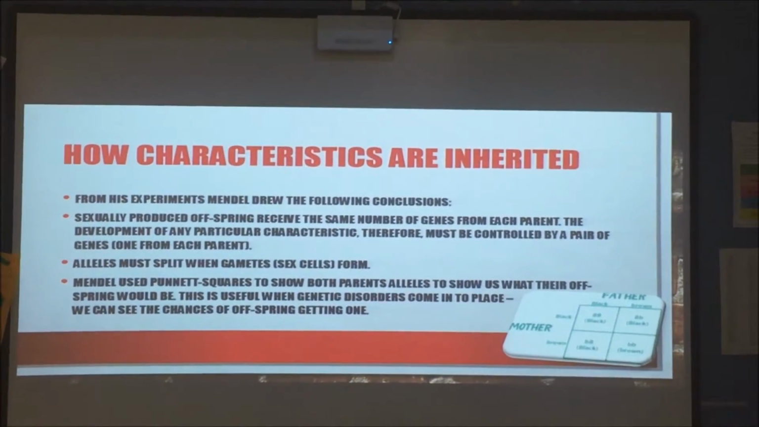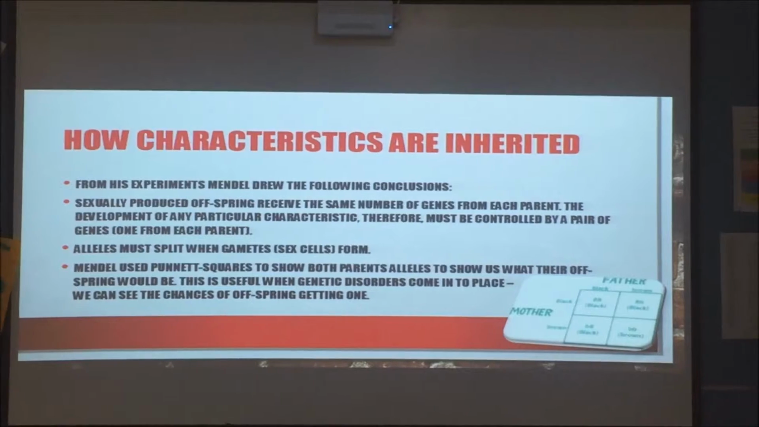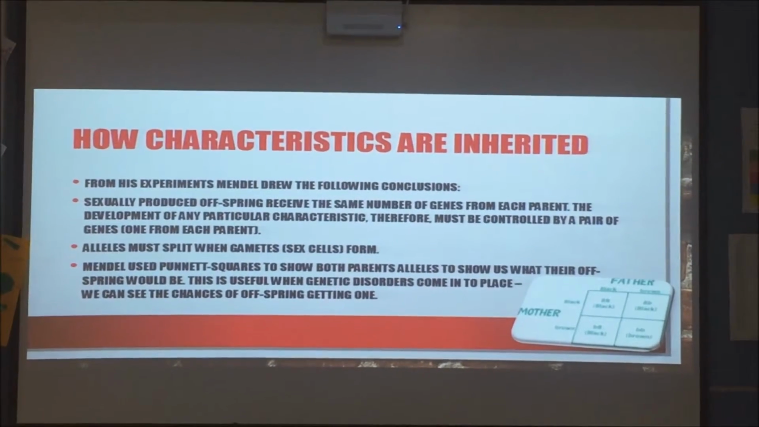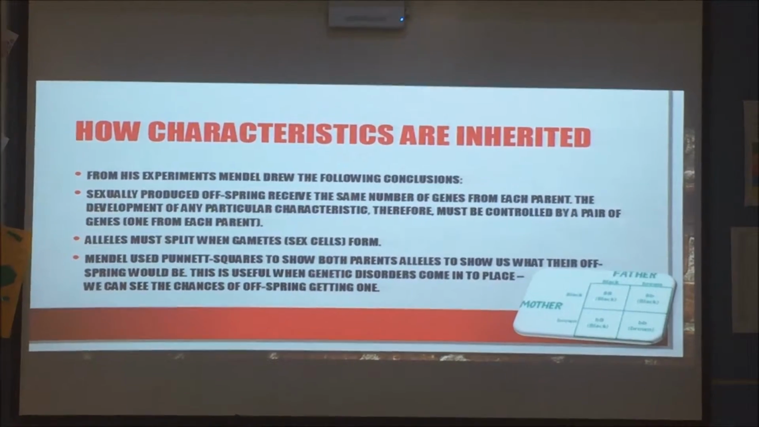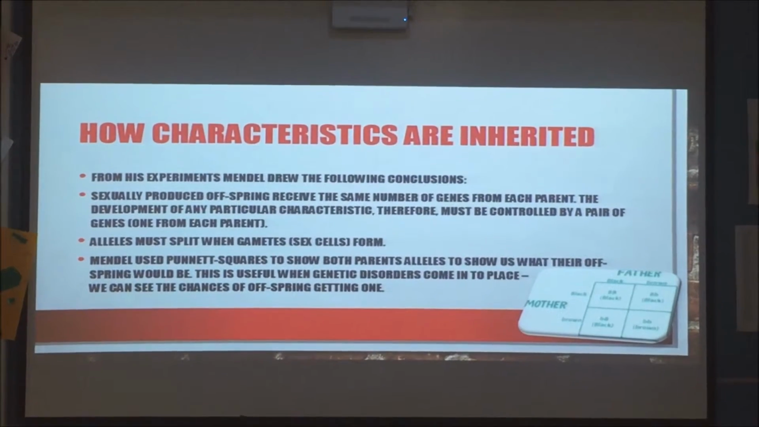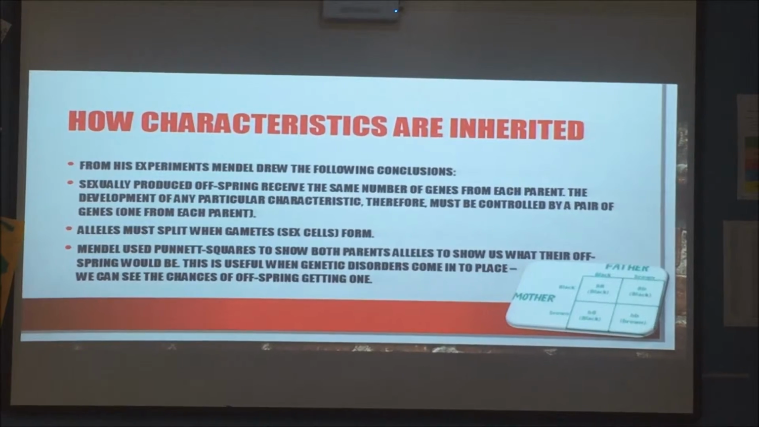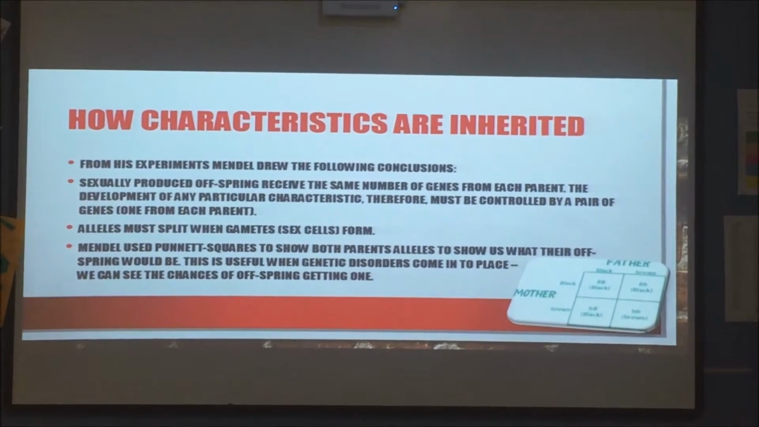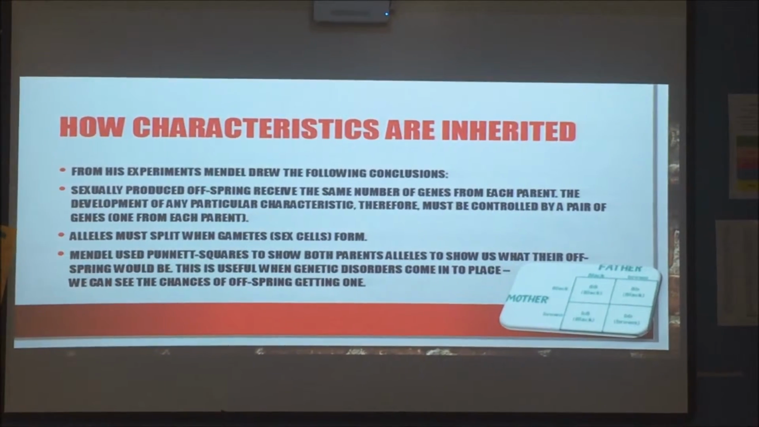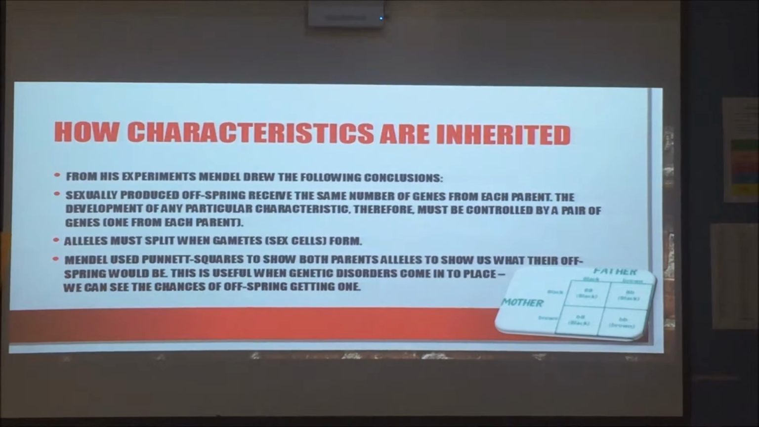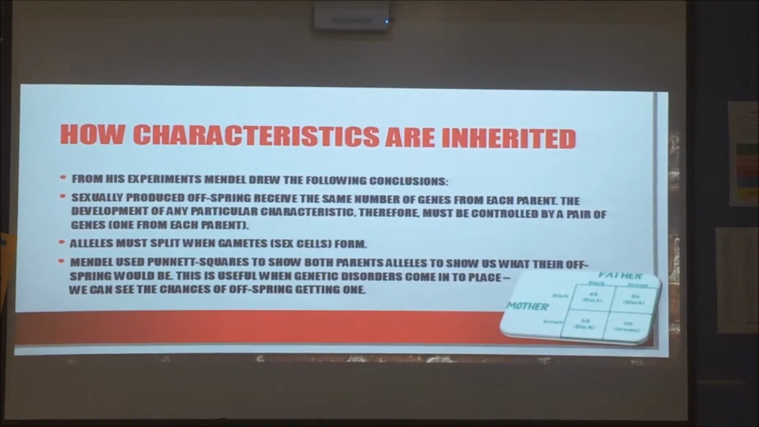How characteristics were inherited. From his experiments, Mendel drew the following conclusions. Sexually produced offspring receive the same number of genes from each parent. The development of any particular characteristic, therefore, must be controlled by a pair of genes, one from each parent. Alleles must be split when gametes, sex cells, form.